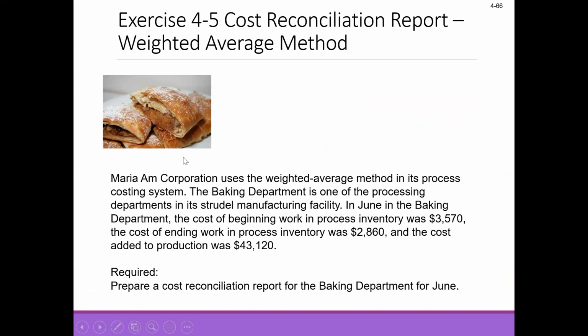So Maria Am Corporation uses the weighted average method in its process costing system. The baking department is one of the processing departments in its strudel manufacturing facility. In June, in the baking department, the cost of beginning work in process inventory was $35.70. The cost of the ending work in process inventory was $28.60. And the cost added to production was $43,120.